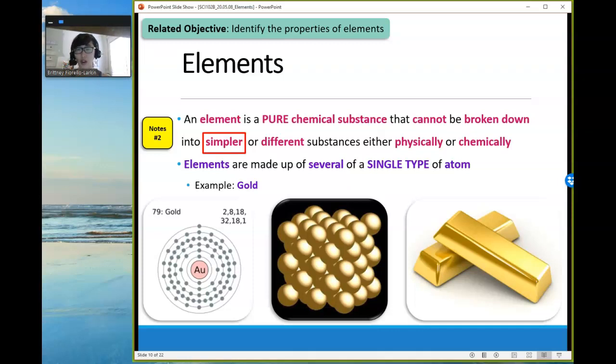So an element, though, is a pure chemical substance made up of atoms that keep their identity. And our example is gold. So you can see gold always has 79 protons. Many atoms of gold is an element. All right, so this is going to be number 2 in your notes. Pause the video and then continue playing when you are ready. Fill in the blank with the word simpler. Make sure you spell it correctly.